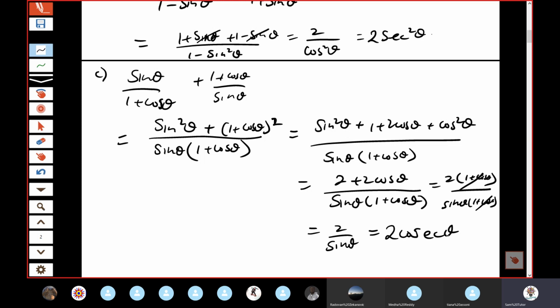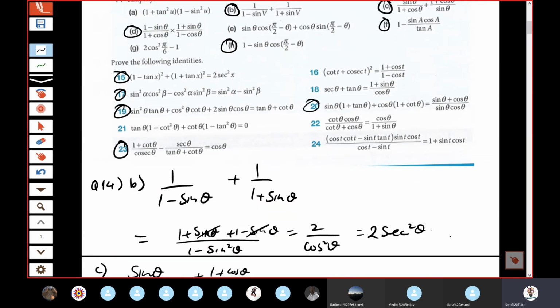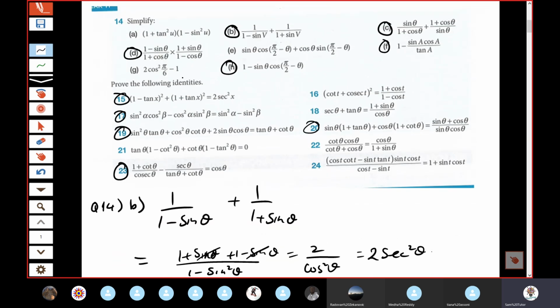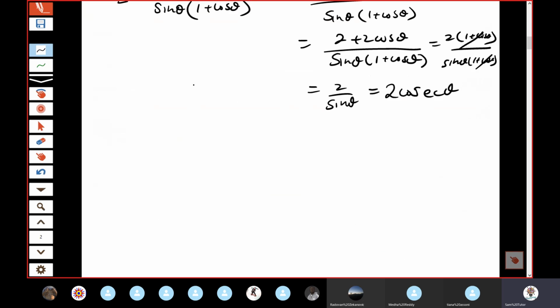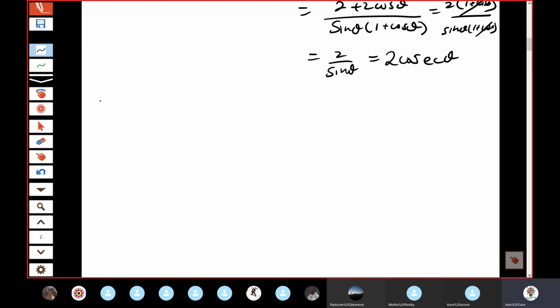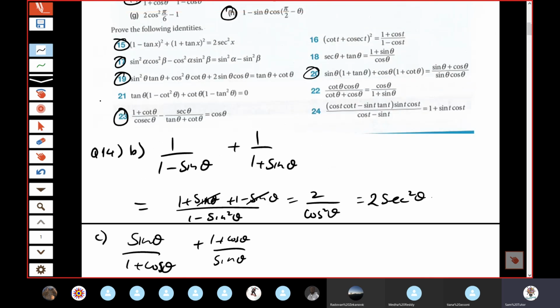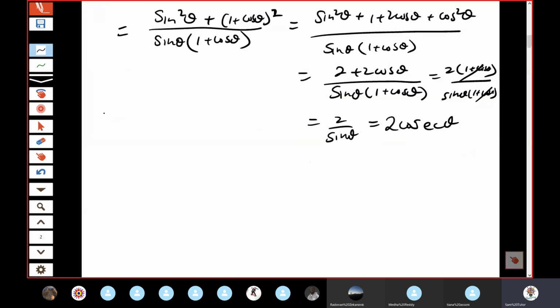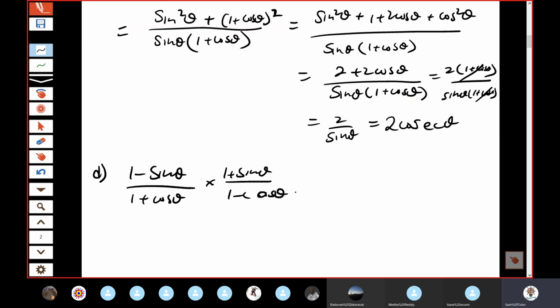Any questions? One minus sine, one plus cos. Yep. What letter was that? D? D. One minus sine, one plus cos, times one plus sine, one minus cos. What do you do with a question like that?